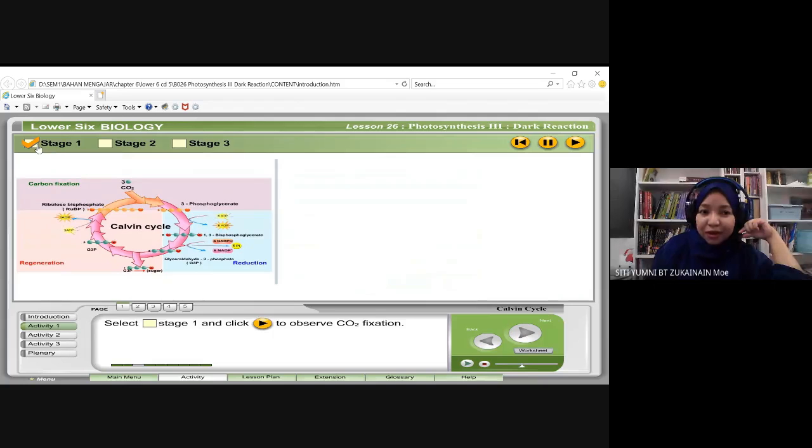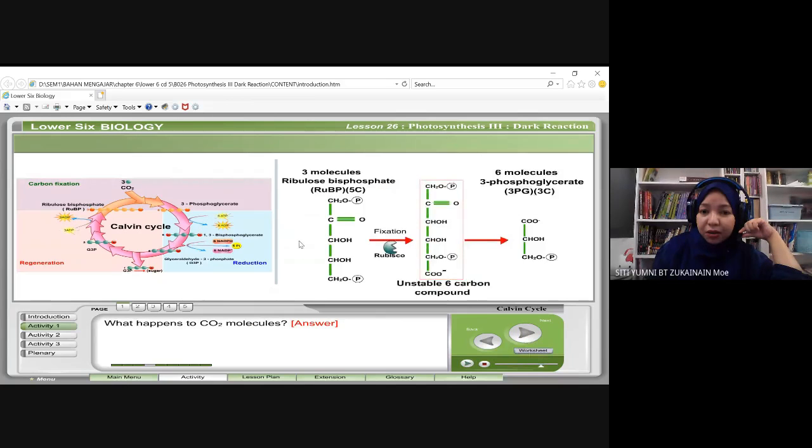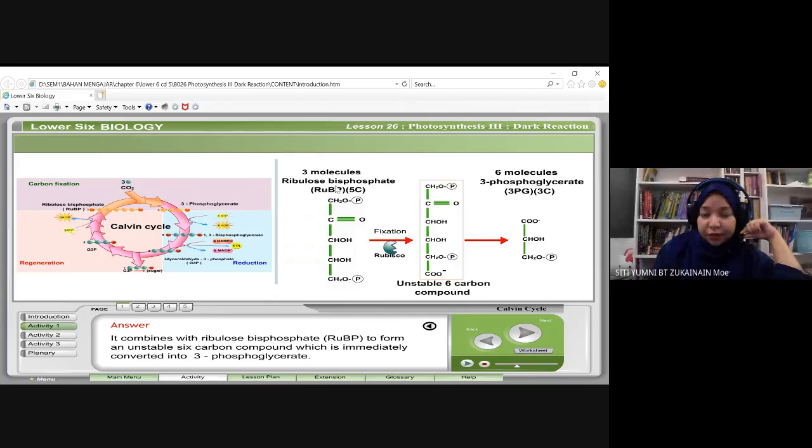So stage 1 in the Calvin cycle is carbon dioxide fixation. How is carbon dioxide fixed? The receiver of carbon dioxide is ribulose bisphosphate, RuBP, which is a 5 carbon compound. So here RuBP combines with carbon dioxide. Here it mentions 3 molecules of ribulose bisphosphate because in order to make one G3P, they need 3 carbon molecules, but only one carbon dioxide molecule is incorporated at one time. So at one time, one carbon dioxide is incorporated with ribulose bisphosphate.